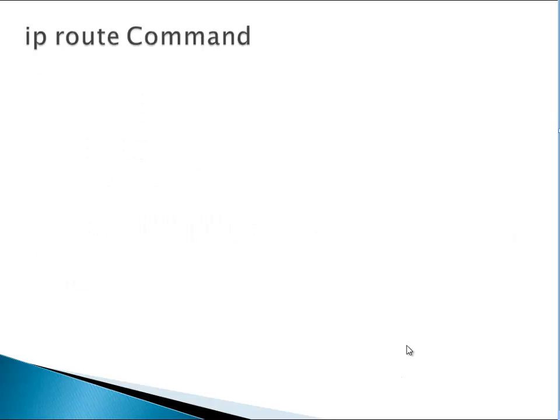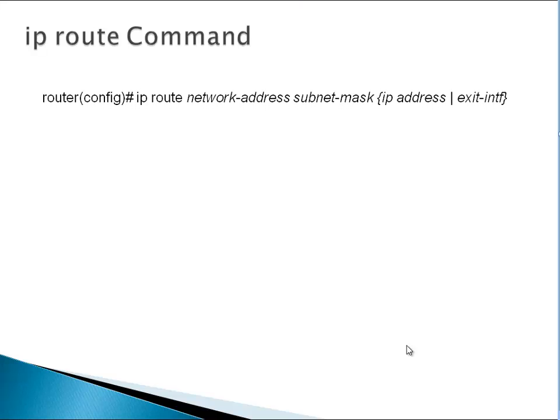Okay, IP route command. This is the command to create the static route, so it always starts with ip route. First, you need to be in global configuration mode, config, and the command starts with ip route, and then where are you going? The destination network address, then the destination network subnet mask, and then the exit. You're going to send it to your neighbor's IP address or to your exit interface.